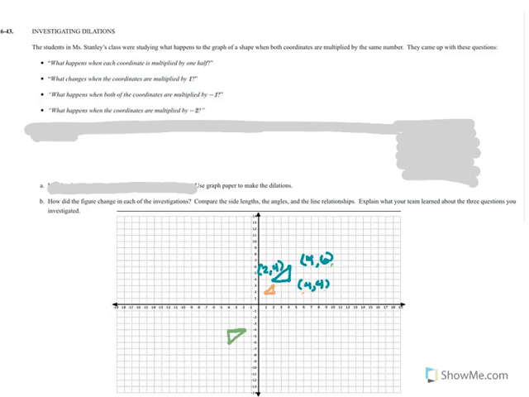Okay, so now it says for the last one, what happens when the coordinates are multiplied by -2? So this is going to become -8, -12. -8, -8. -4, -8. Okay, go ahead and graph those. Pause if you need to.